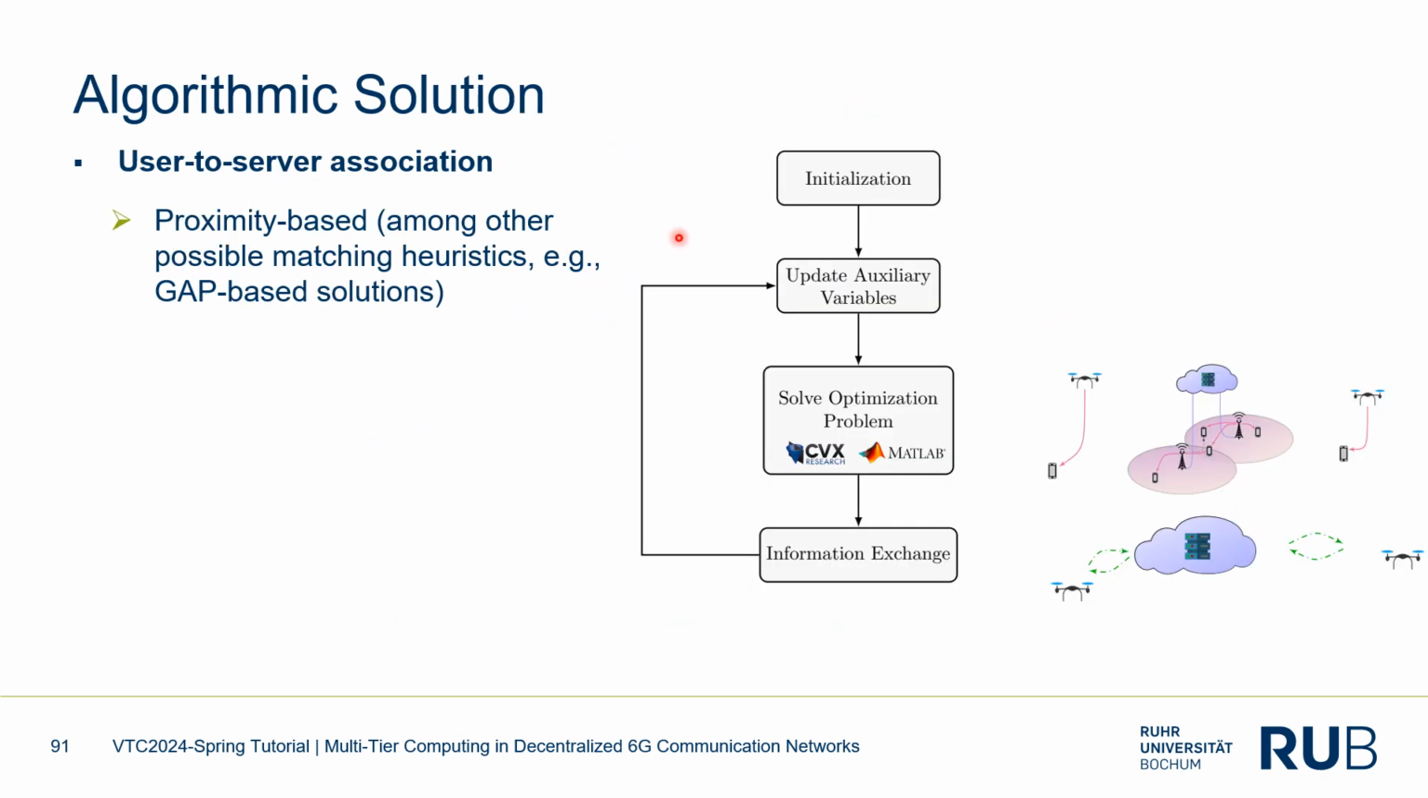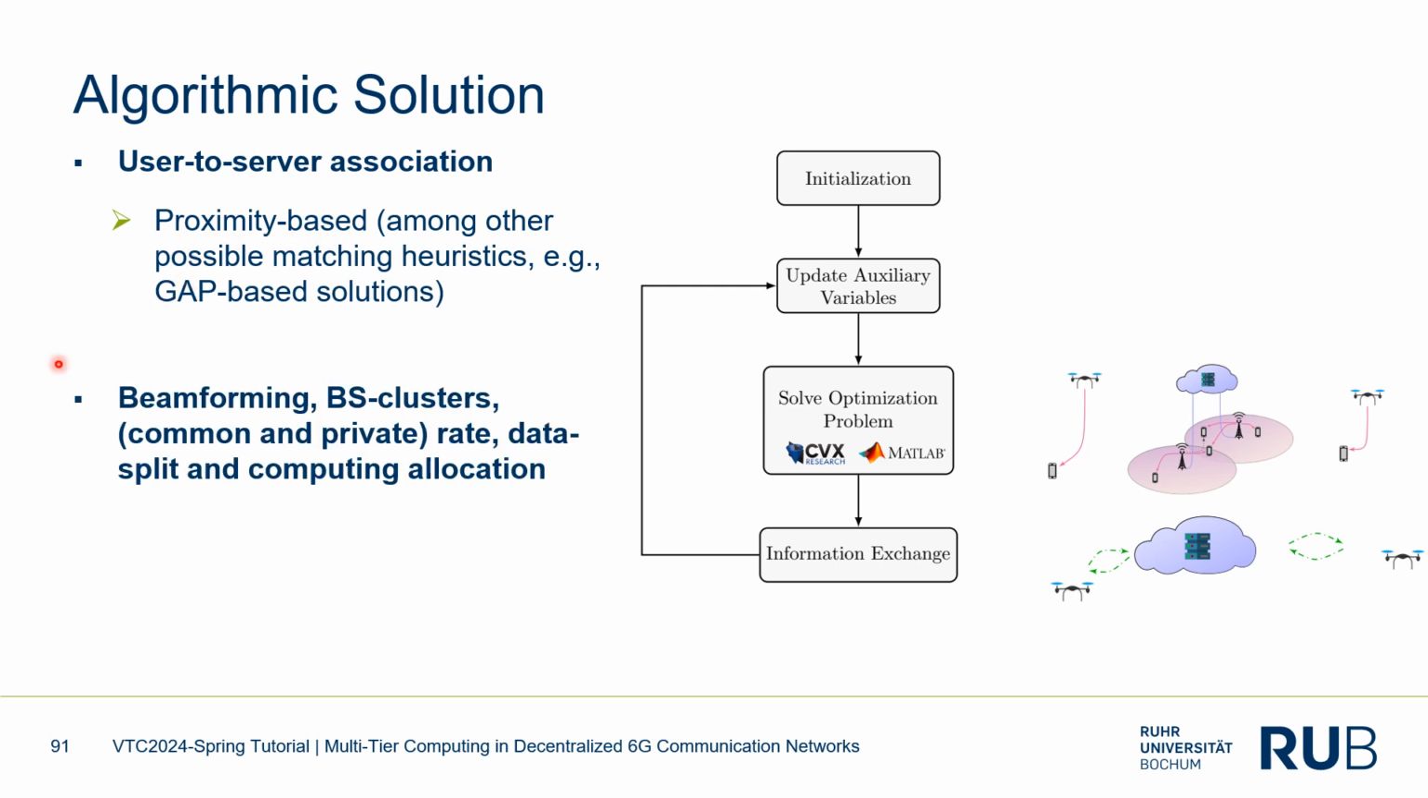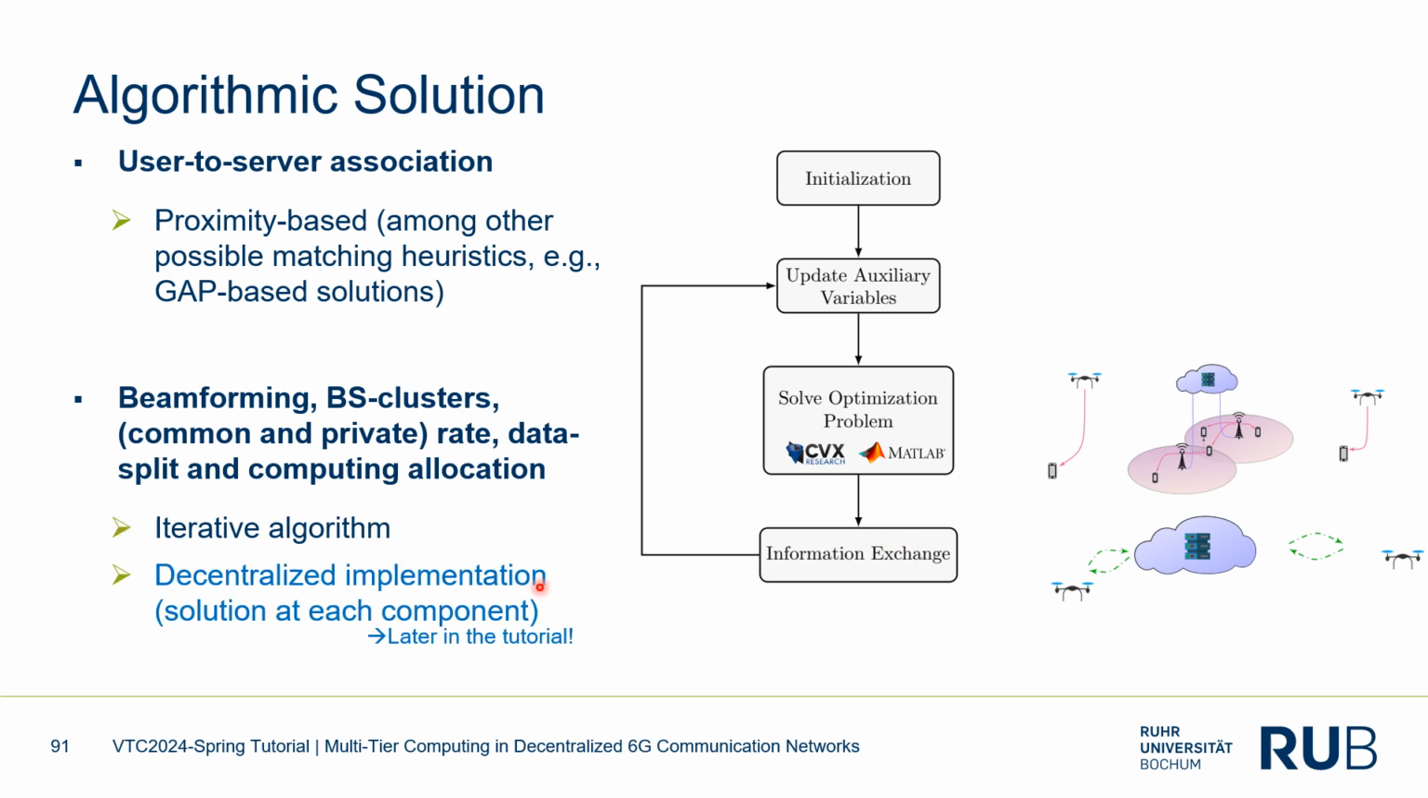Now the algorithmic solution to the previous problem is we start again by initializing things, do the user-to-server association, for example, proximity-based, or we could do the generalized assignment problem. Then we do the beamforming, base station clusters, common and private data rates, and the data split, plus the computation allocation on each device, on each management instance, so the central cloud or the edge cloud separately. And in the end, we can do the information exchange. This overall gives an iterative algorithm, and how exactly we do the decentralized implementation will come at a later stage in the tutorial.